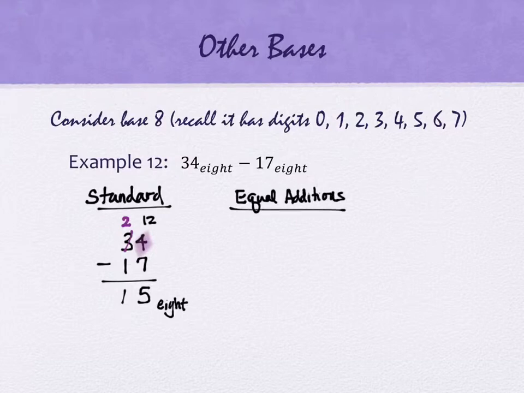Okay, so what was the whole point of equal additions? No borrowing. The goal, the point, is no borrowing, and we do that by taking whatever we're subtracting from, that we can't subtract from it, and turning it into a 0. We're trying to turn it into a 0. What would I need to add in base 8 to the number 7 to turn it into a 0? That's in base 10. We're in base 8.